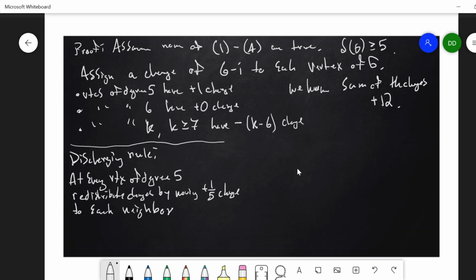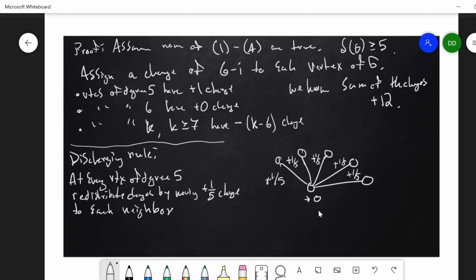All right, so this is the idea. I'm going to take my vertex of degree 5. It's got 5 neighbors. It originally had a +1 charge, and now I'm moving all these +1/5, +1/5, +1/5, +1/5 along the edges to its neighbors. And I want to think about which vertices' charges were changed. And so now this is going to have a +0 charge afterwards.